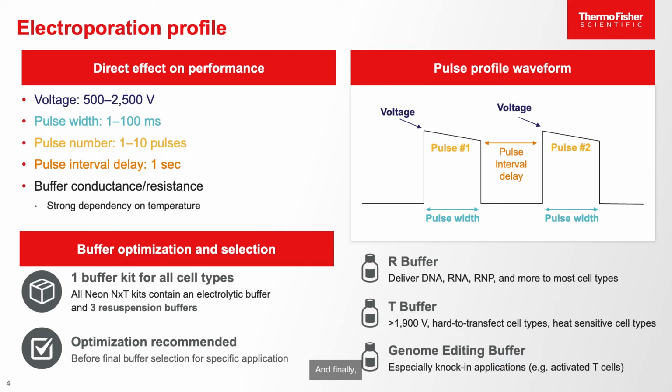And finally, the Neon NxT Electroporation Kit also has a genome editing buffer, or GE buffer, which allows you to enhance your genome editing efficiency, especially knock-in efficiencies, where we've observed this in several different cell types, including activated T cells.